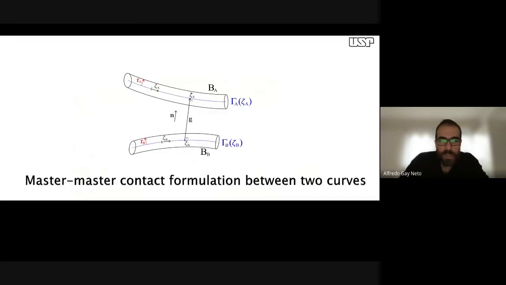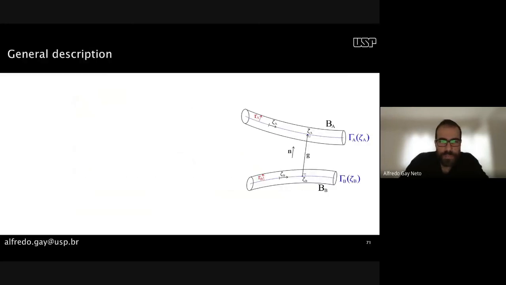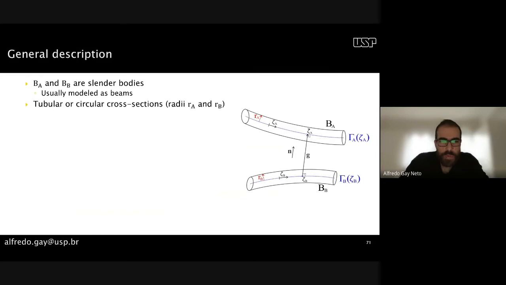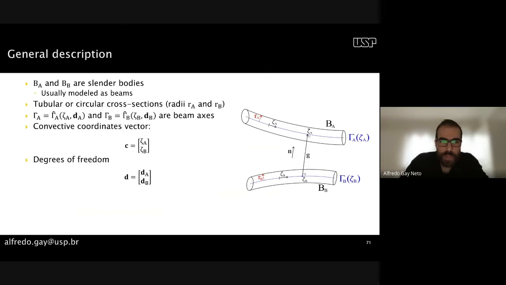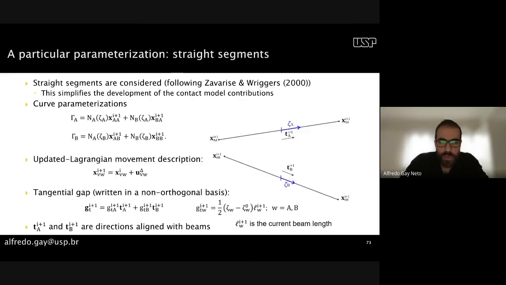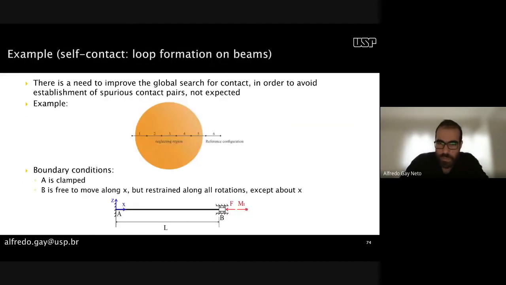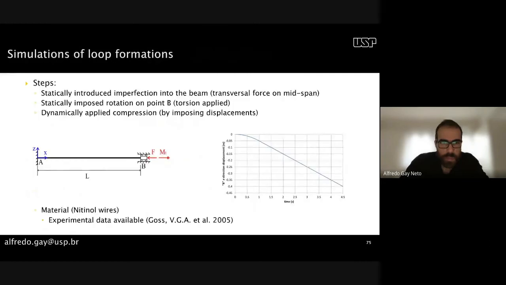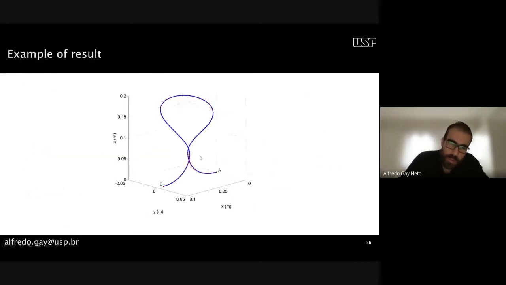Here I jump. More details on beam to beam, you can see afterwards. Let me view the slides. This is a special kind of local contact problem. There are many details in papers and so on. We can handle, for beams, for example, self-contact like this. All this is handled by regions of contact that you can have here.